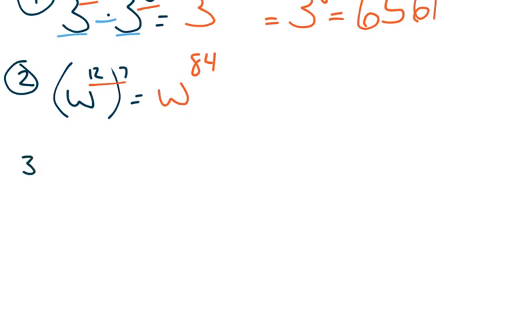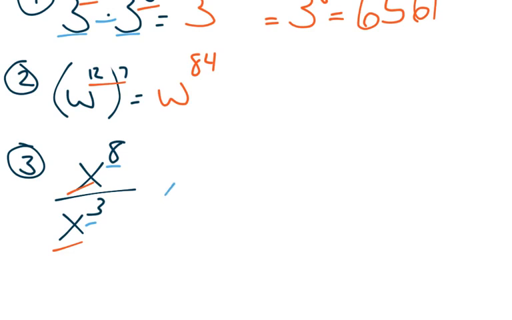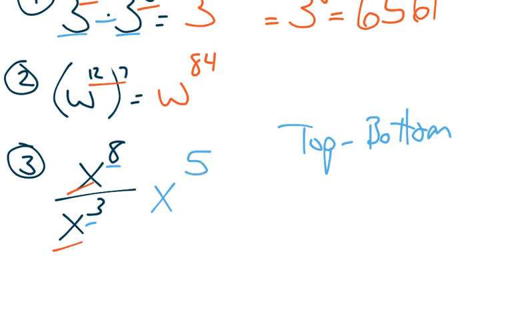Let's try another one here. Number 3, x to the 8th over x to the 3rd. This one is the quotient of powers property. We have the same base, x and x, and we're dividing these two bases. So what we're going to do with these two exponents, 8 and 3, is subtract. And it is always top minus bottom. So 8 minus 3 gives us 5. So x to the 5th power is our answer.